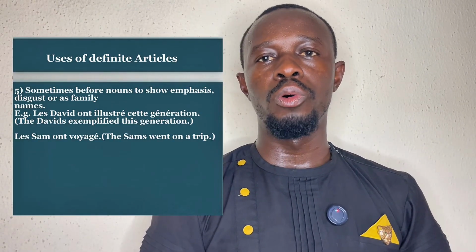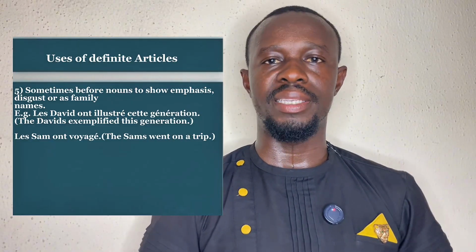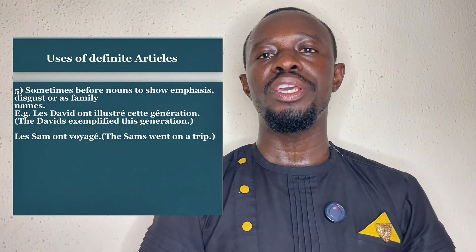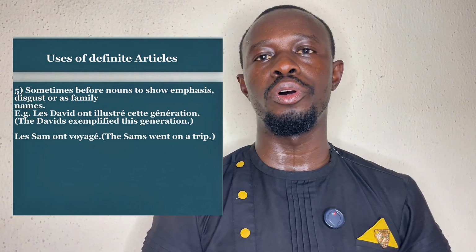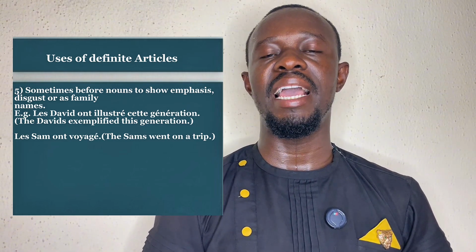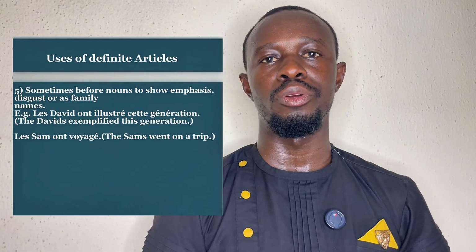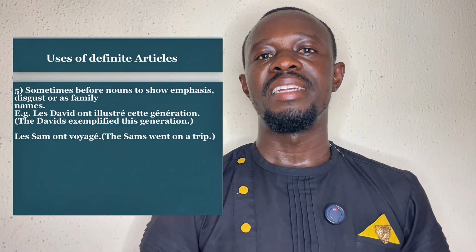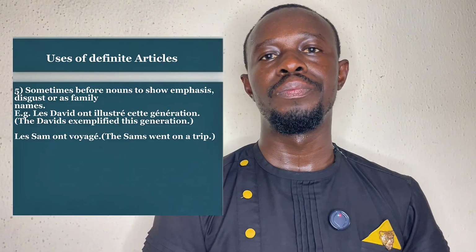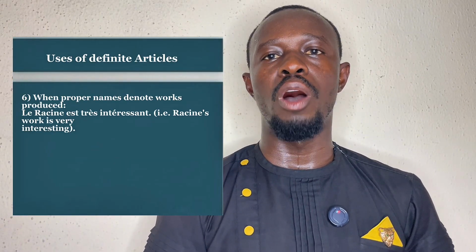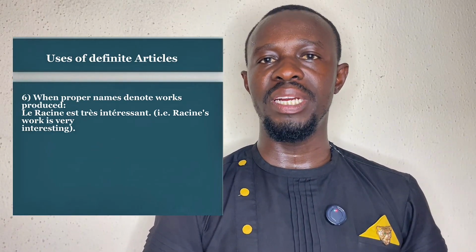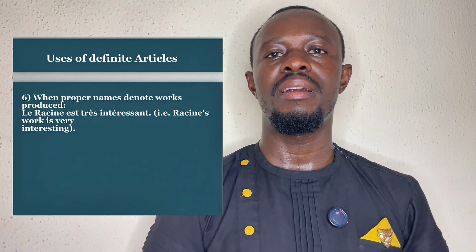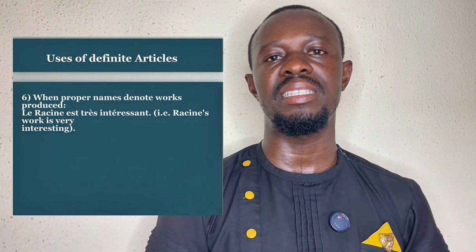Sometimes before a name to show emphasis or as a family. Now you can see it in les David ont illustré cette génération, which means the Davids exemplified this generation. Or you can see it in les Psalms ont voyagé. That's the Psalms went on a trip. Now, when a proper noun denotes work produced, for instance, you can see it in le Racine est très intéressant, which means Racine's work is very interesting.